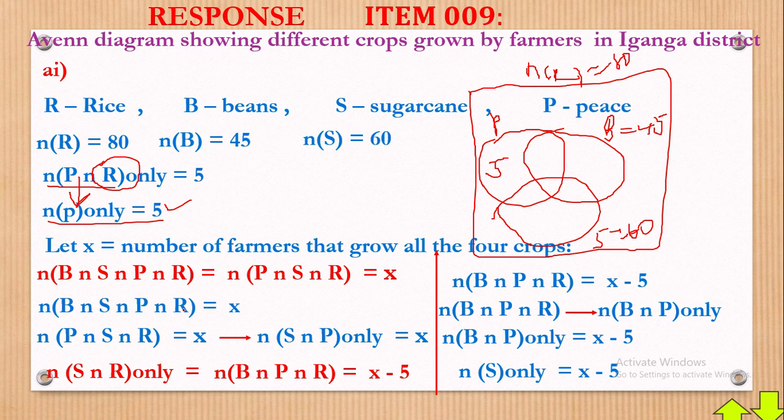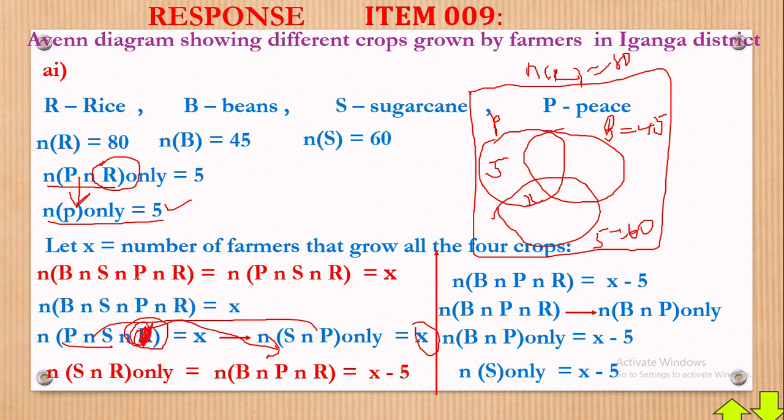Okay, now let's go to this part. After analyzing, you realize that the number in S and P only is X. This came from this area where we excluded the R, since we know they grow rice. So in that place, S and P only, I'll put X. Where are S and P? It is here, so I'll put X there.